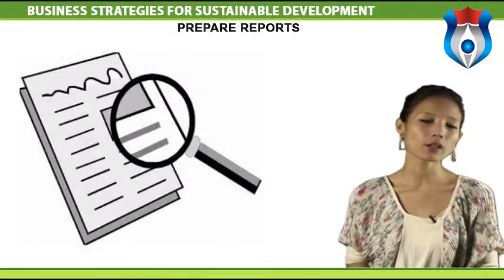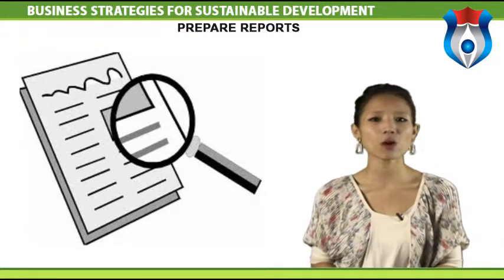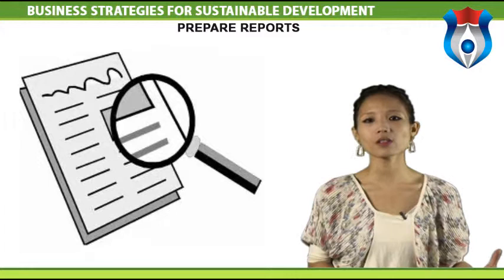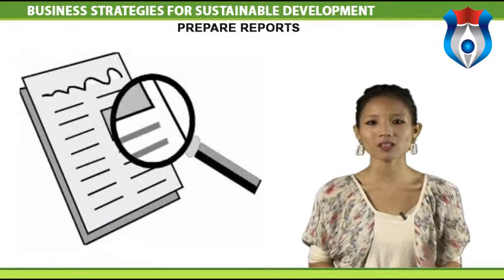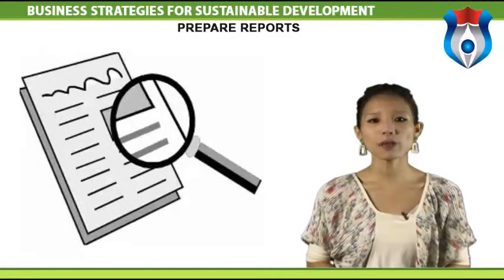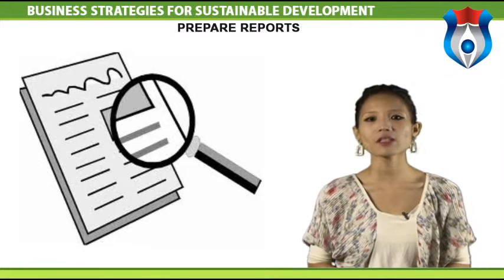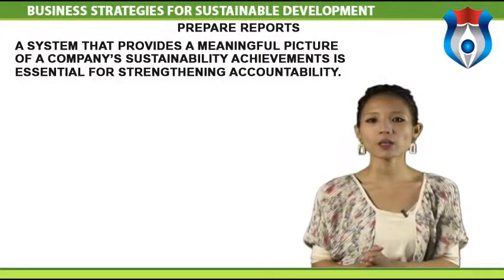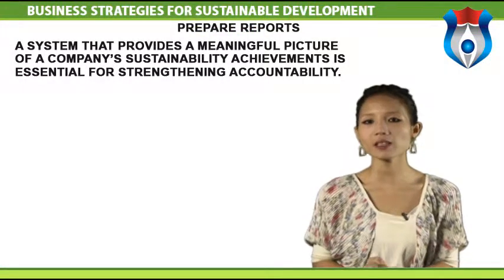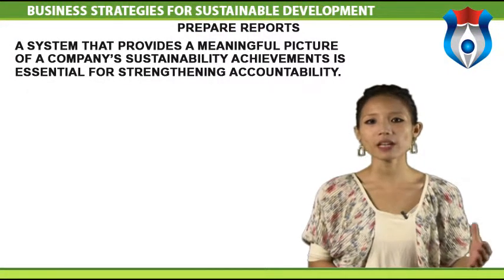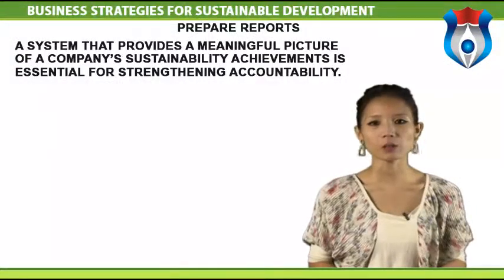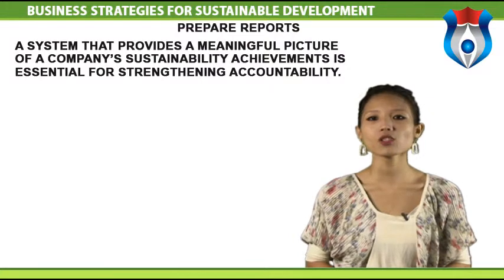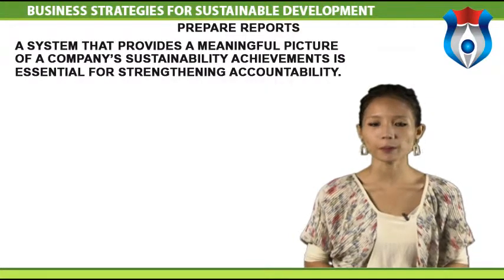It is ironic that business activity which destroys habitats and pollutes air, land and water produces income and contributes to gross national product. Decision makers within businesses and governments need a more relevant reporting system. A system that provides a meaningful picture of a company's sustainability achievements is essential for strengthening accountability. This is necessary if an effective relationship is to be maintained with stakeholder groups.